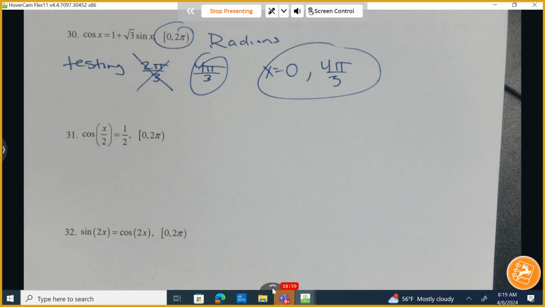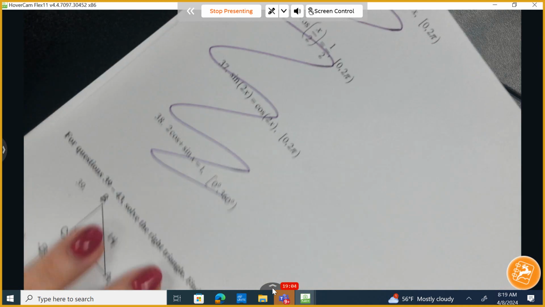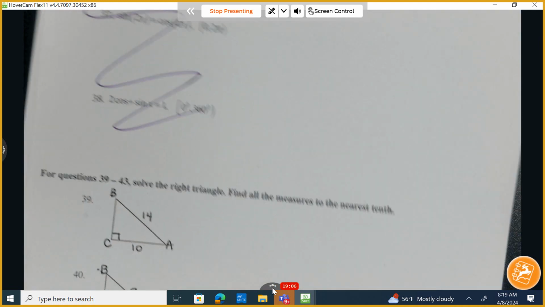Okay, as I said earlier, please cross out 34 through 38 because I just replicated those problems again.